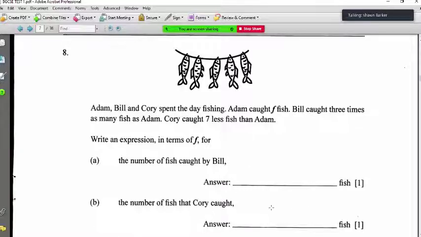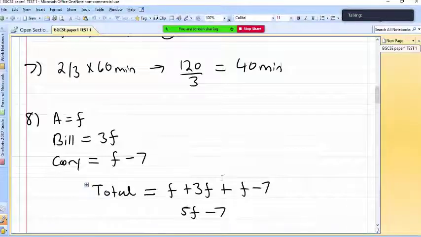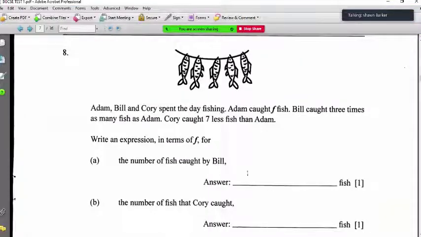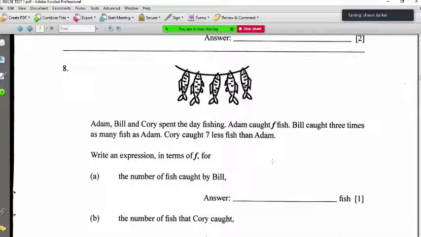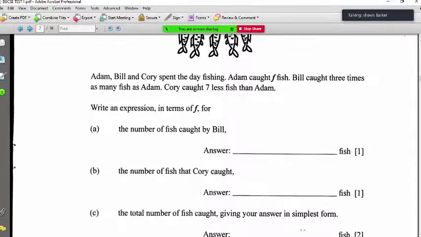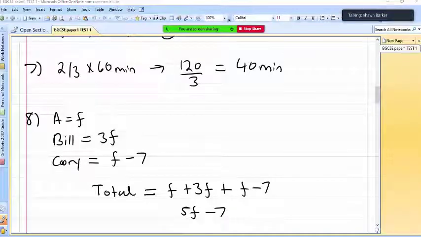So the first question is the number of fish caught by Bill. So we know that Bill caught 3 times F, so therefore the number of fish caught by Bill is 3F. We can't put any numbers in here yet because they haven't given us a total amount of fish that was caught. Okay, so if they had given us some totals, then we could have put numbers. But in this case, we just have to put mathematical expressions. The number of fish that Corey caught, I think we did that already, right? So Corey caught F minus 7, okay?